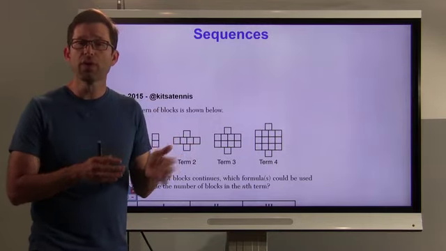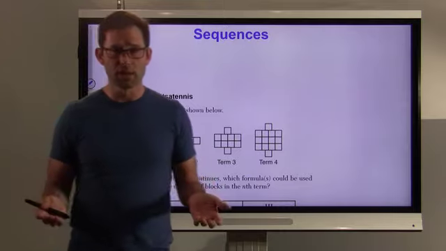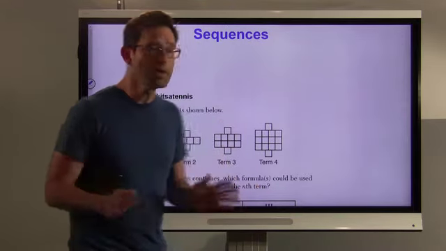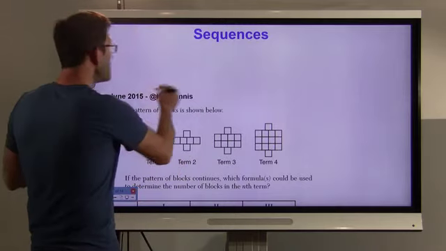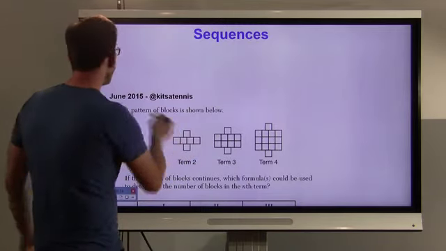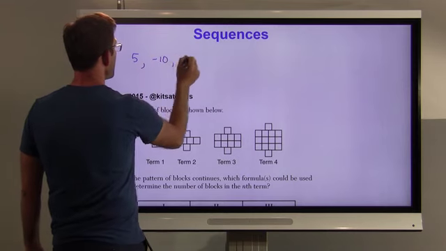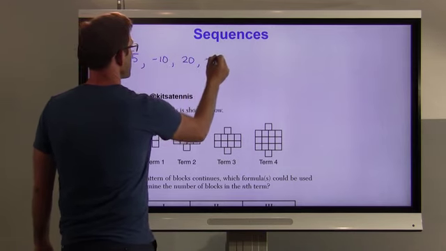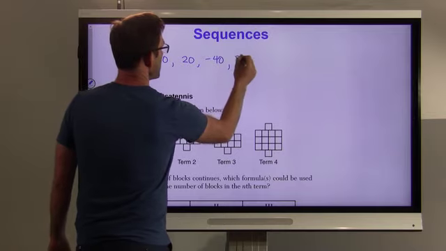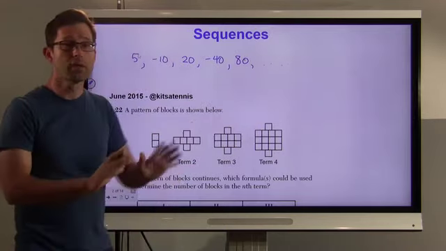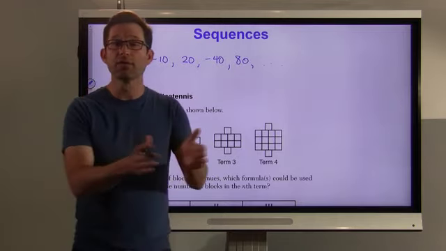But before we start even doing that, let's just talk a little bit about sequences first. Okay, let's try to demystify it. Look, a sequence is simply a bunch of numbers in a particular order. So I could have something like this. I could have 5, negative 10, 20, negative 40, 80, etc. Right? That's a sequence. That's all it is. It's a list of numbers.